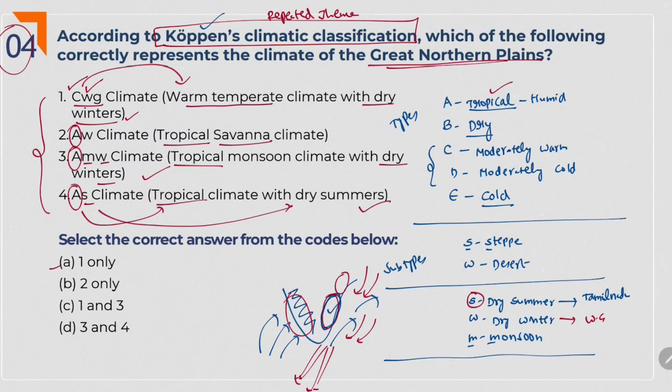But the answer is one only. And we don't have answer 1, 2, 3, 4 if you observe. So if you read the question carefully, it is asking which climatic classification correctly represents the climate of Great Northern Plains. If you see India, Great Northern Plains lie here. Means they never touch the tropical area. Here 2, 3, 4 are regarding the tropical area. But the question is asking about Great Northern Plains. So answer is one only. I think you got it. Moving to next question.